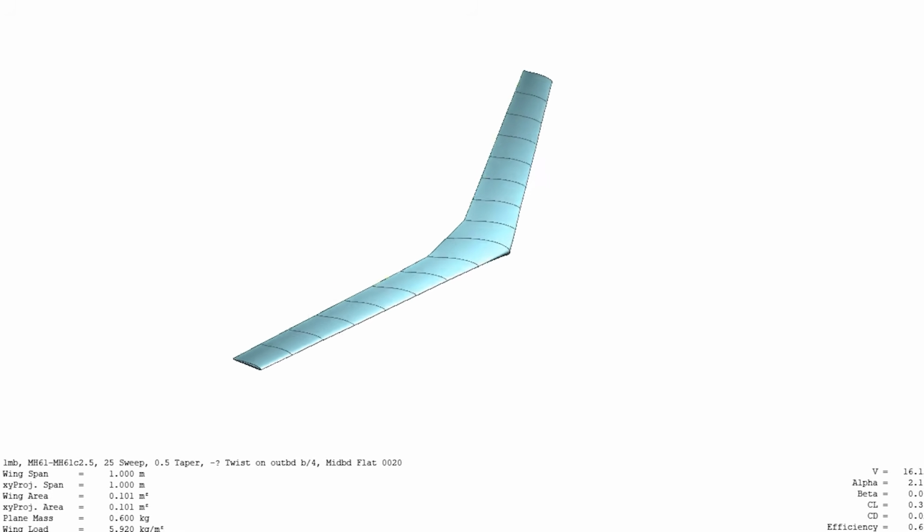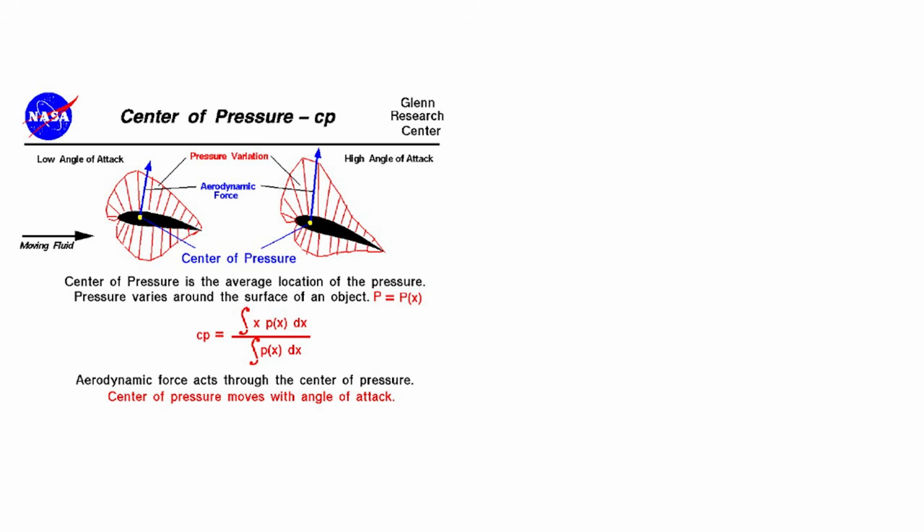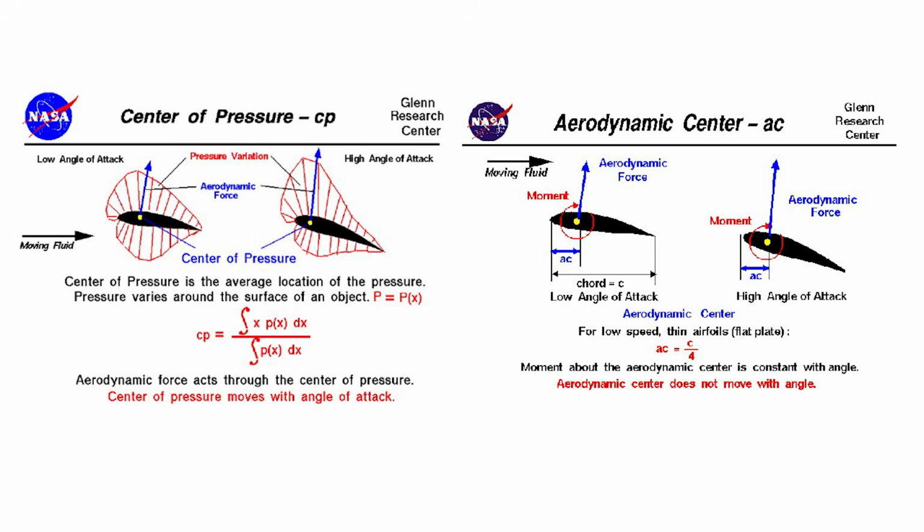Real quickly, let's define a few key terms. The center of pressure, the CP, is the point along the chord where the sum of the pressure field acts on a body. And the pressure field changes as the angle of attack, or alpha, changes, so the CP location is dynamic and dependent on alpha, whereas the aerodynamic center, which is the AC, is the point along the chord at which a pitching moment is independent of alpha.